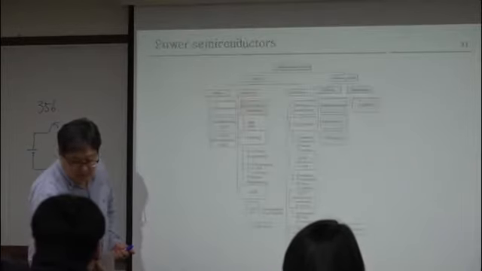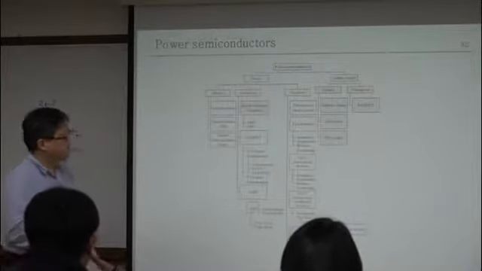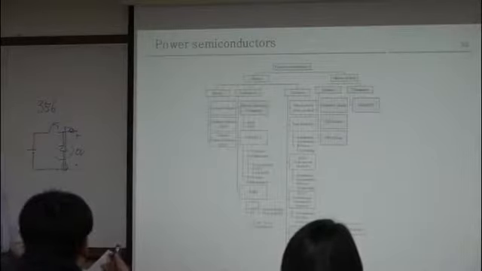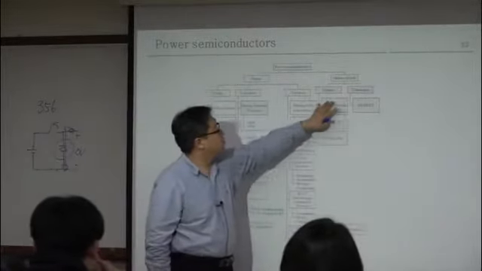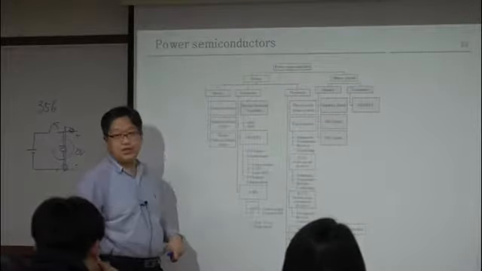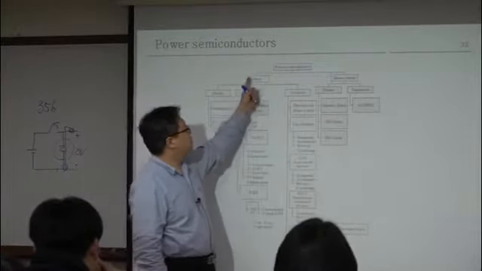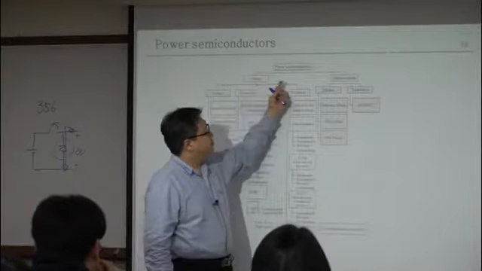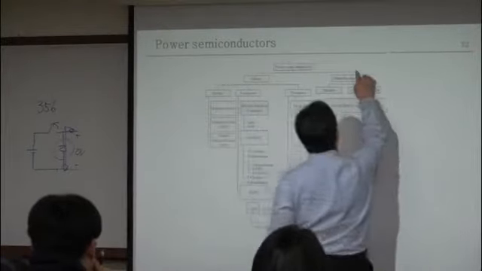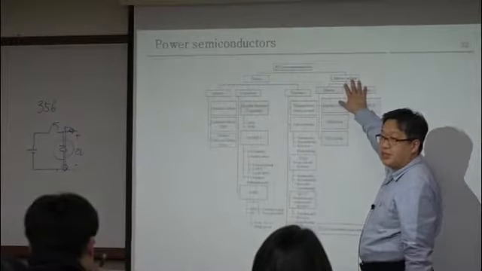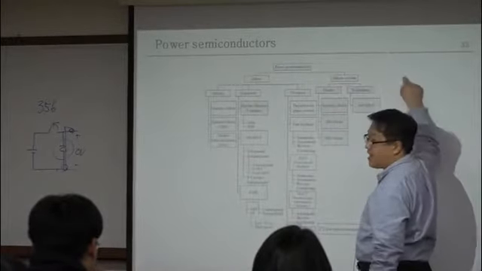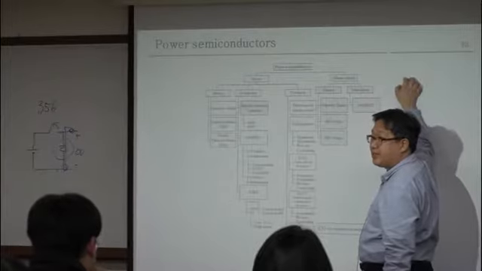This figure shows some power semiconductors like that. Here, basically, we use two types. In fact, we have one more, but let's discuss only silicon and silicon carbide at this time. In fact, you have GaN, gallium nitride, recently.